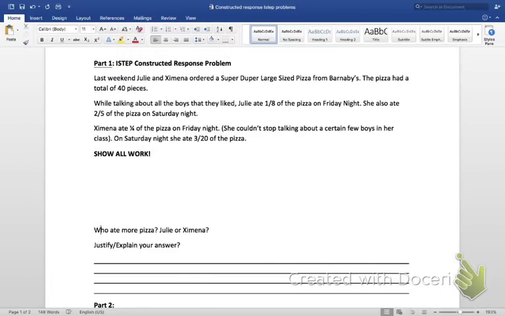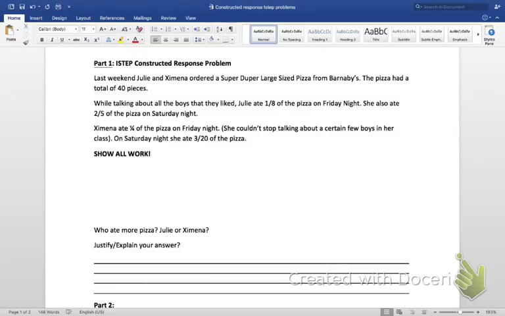Alright, part 1 says, last week, Julie and Jimena ordered a super duper large sized pizza from Barnaby's. The pizza had a total of 40 pieces. While talking about all the boys that they liked, Julie ate 1/8 of the pizza on Friday night. She also ate 2/5 of the pizza on Saturday night. All right, so Julie ate 1/8 on Friday and 2/5 of the pizza on Saturday.